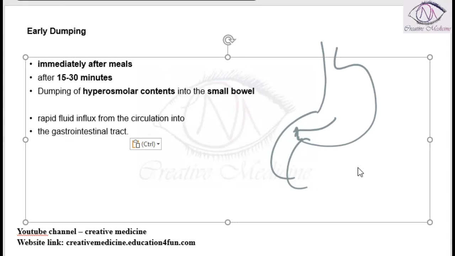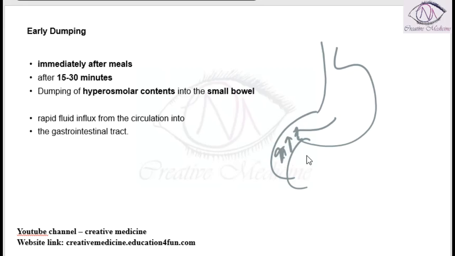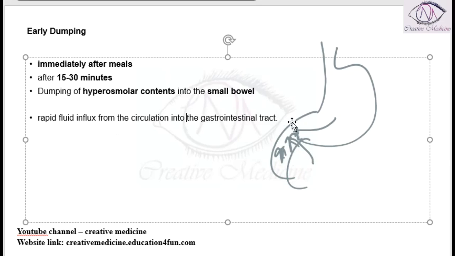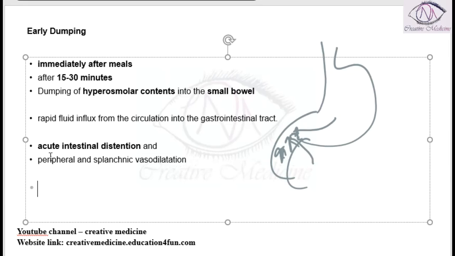So what does that mean? That is because here the osmolarity is increased. As a result, because of increased osmolarity, it sucks the fluid from the circulation into the gastrointestinal tract. So because of sucking of fluid from the circulation, that is from the blood vessels into the gastrointestinal tract, the patient will develop acute intestinal distension. Because of increased fluids in the intestine, there is acute intestinal distension with peripheral vasodilatation, and this will give rise to some vasomotor and abdominal symptoms in a patient with early dumping syndrome.